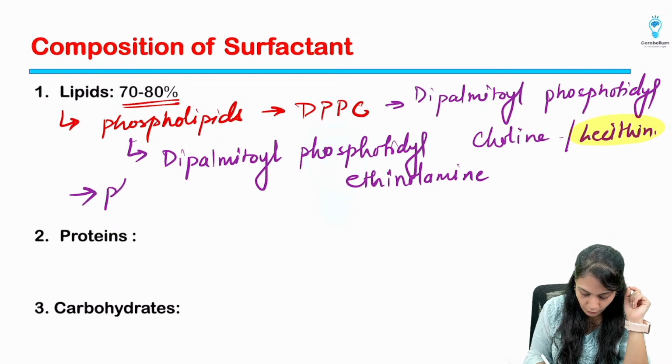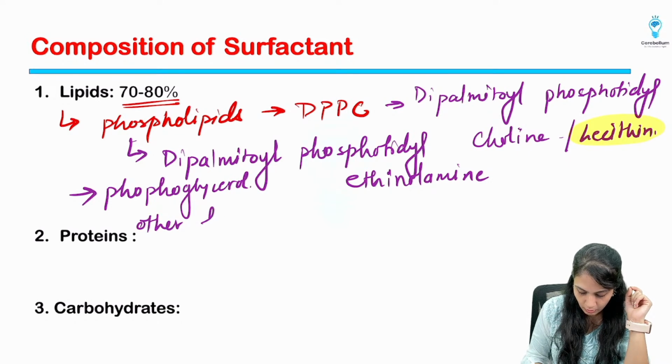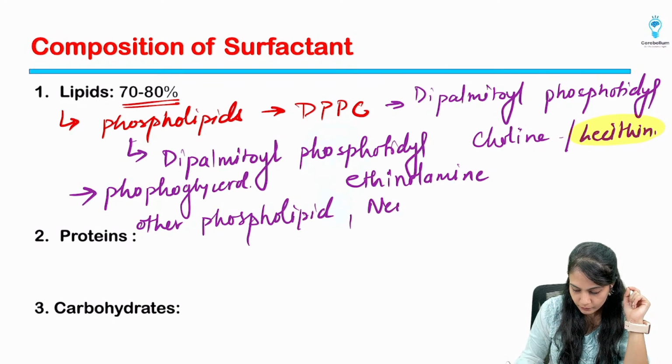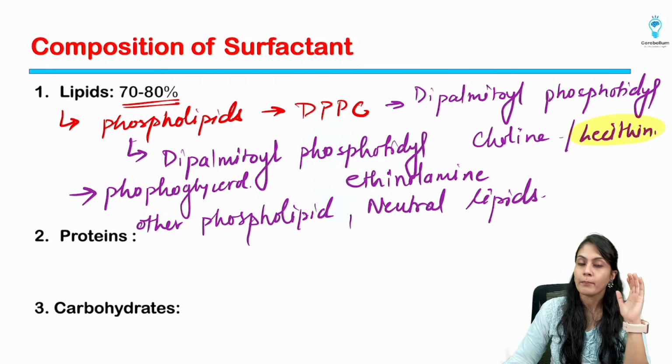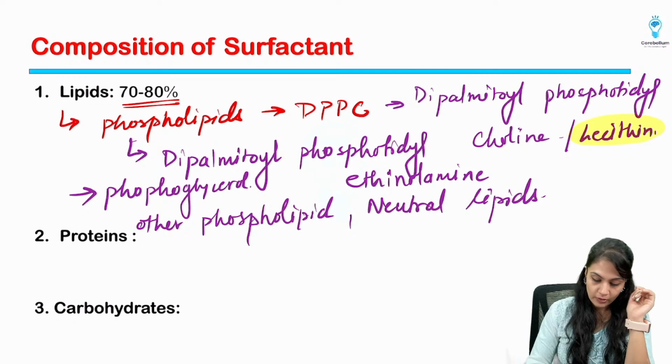With that, we do have phosphatidyl or phosphoglycerol also, right? Other lipids are also there, right? Other phospholipids, around 10% other phospholipids, and some neutral lipids are also there, right? So all these things are going to be present with the cholesterol also, right? A little amount of cholesterol is also present.